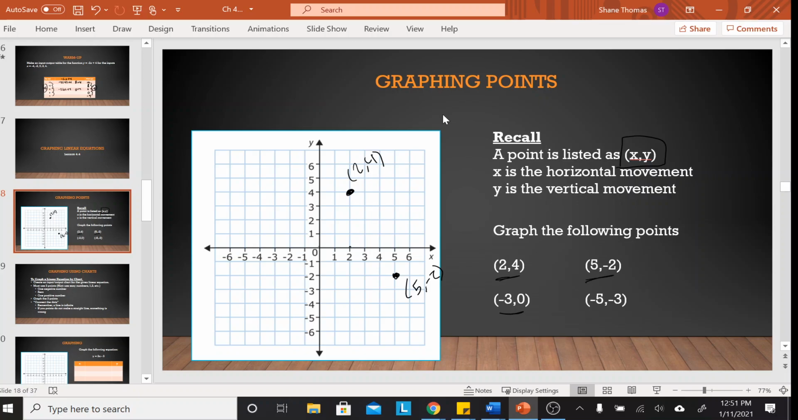Third one, negative 3, 0. That means we are minus 3 to the left and 0 up and down. I always start here at 0, 0. I'm going 3 left, and I'm not going up or down at all. So that point would be negative 3, 0. And lastly, we have negative 5, negative 3. So it's 5 to the left, which is our minus direction, and we are down 3, which is our minus direction vertically. So 5 left, down 3. Here would be our point, negative 5, negative 3.